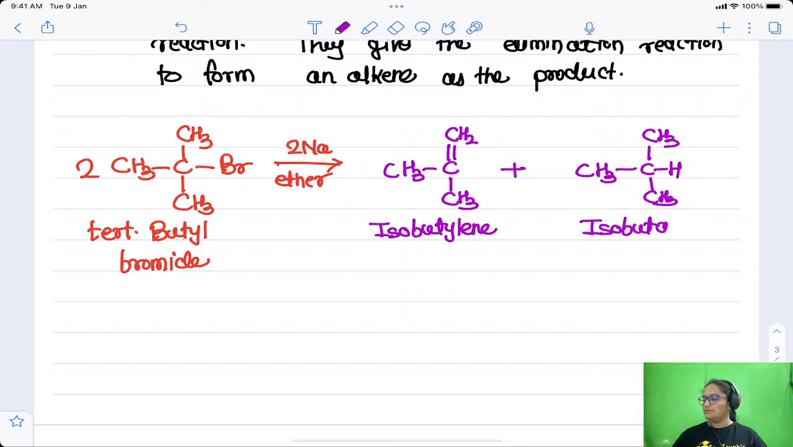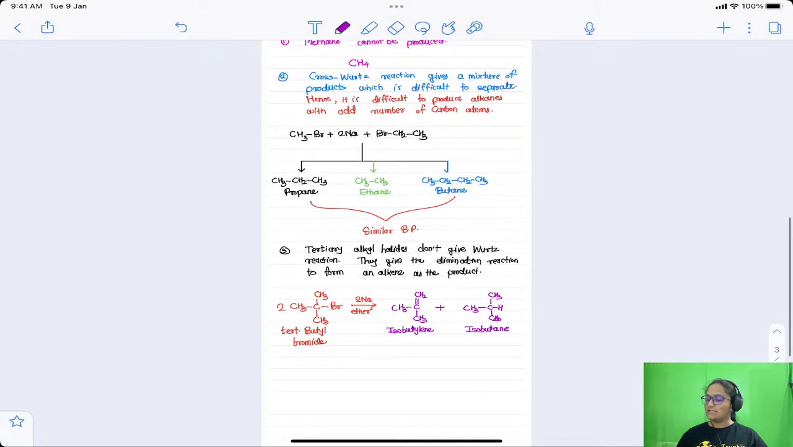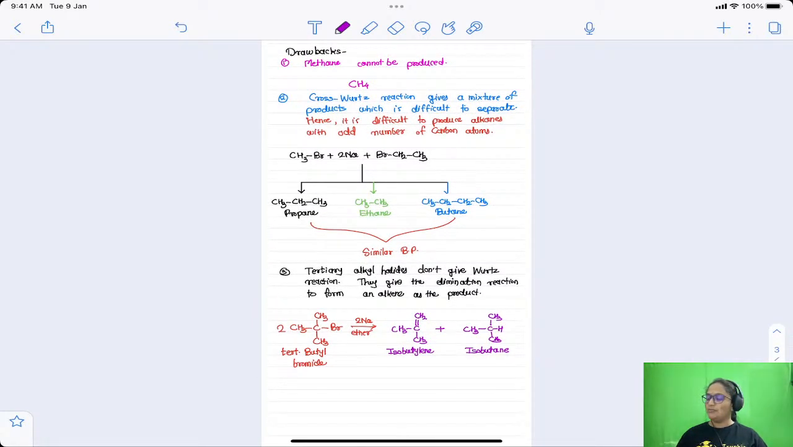So these are the three drawbacks of the Wurtz reaction. First, methane cannot be produced. Second, we cannot produce alkanes containing an odd number of carbon atoms. And third, tertiary alkyl halides cannot give the Wurtz reaction. Now take a screenshot of this page also.